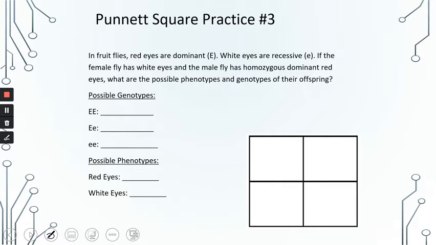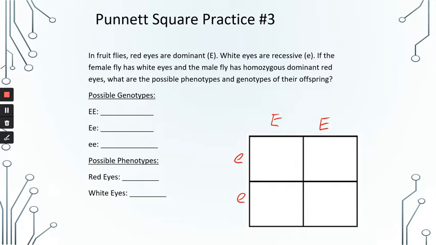So again, this tells us that the male fly is homozygous dominant with red eyes. So we know that red eyes are dominant and it's homozygous, and so it has to be capital E, capital E. Okay, and it tells us that the female has white eyes, and white is recessive. So in order for it to be white, it has to be lowercase e, lowercase e. Okay. So then once we have figured that out, we are going to distribute those alleles.